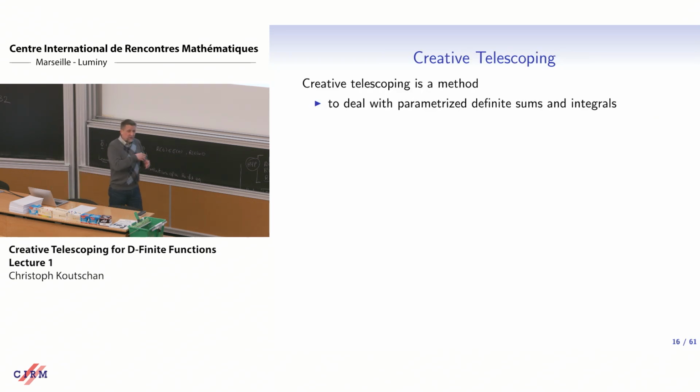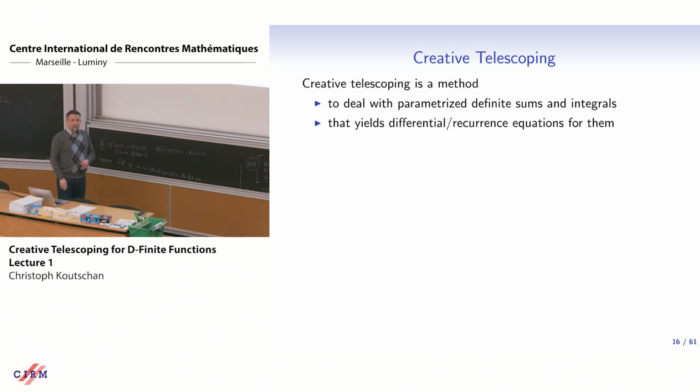So creative telescoping in general is a method that can deal with sums and integrals. And the important thing is that they must be parametrized. They must have a parameter, like the n we had in the sum before. And also important is that this method does not automatically give you a closed form evaluation of your sum, but it usually gives you a difference equation, a recurrence equation that is satisfied by the sum. But for many applications, this is as good as a closed form.